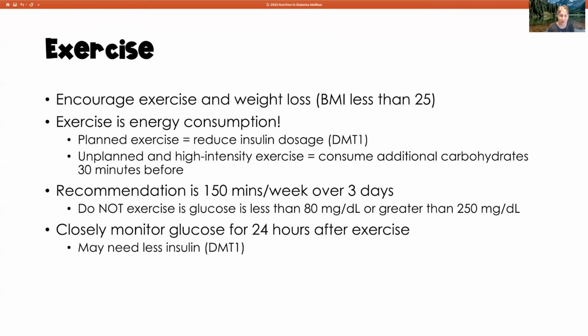Now, after exercise, we want to closely monitor glucose for about 24 hours because remember, we have consumed energy. And on top of that, maybe we've eaten enough, maybe we haven't. We've also probably taken our insulin if we were a type 1 diabetic. So we really want to monitor glucose closely to make sure that we don't need to eat more food because we're hypoglycemic or take more insulin because we're hyperglycemic. Now, typically with exercise, a type 1 diabetic will need less insulin and additional carbohydrates.